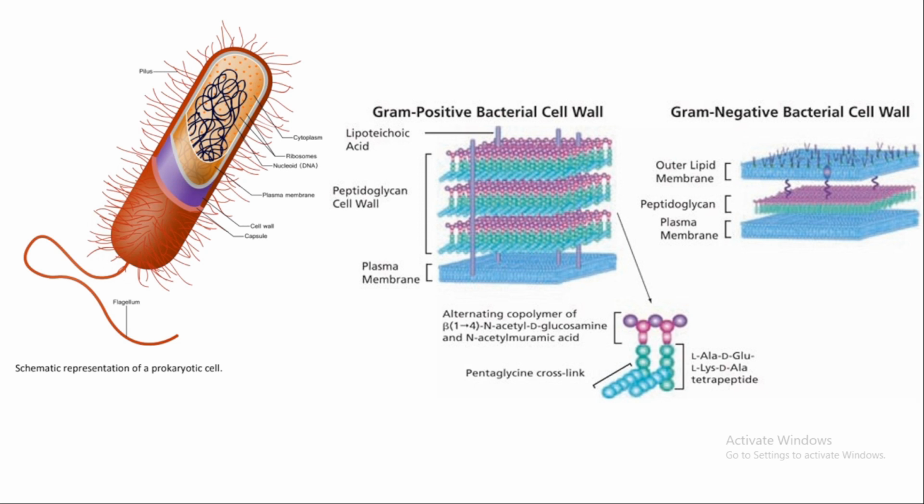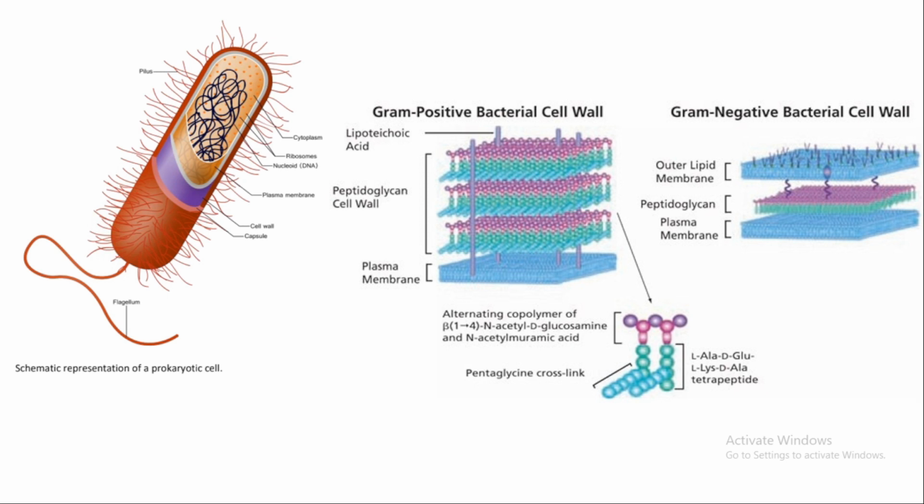Now this peptidoglycan is basically the major component of the bacterial cell wall, and it is made of different sugar molecules, N-acetyl glucosamine, that is NAG, and N-acetyl muramic acid, that is NAM. These sugar molecules are present in alternating units, and multiple molecules of NAM and NAG form a polysaccharide, and to these polysaccharides a tetrapeptide chain is attached. So 4 amino acids are attached forming a tetrapeptide: L-alanine, D-glutamic acid, L-lysine and D-alanine.